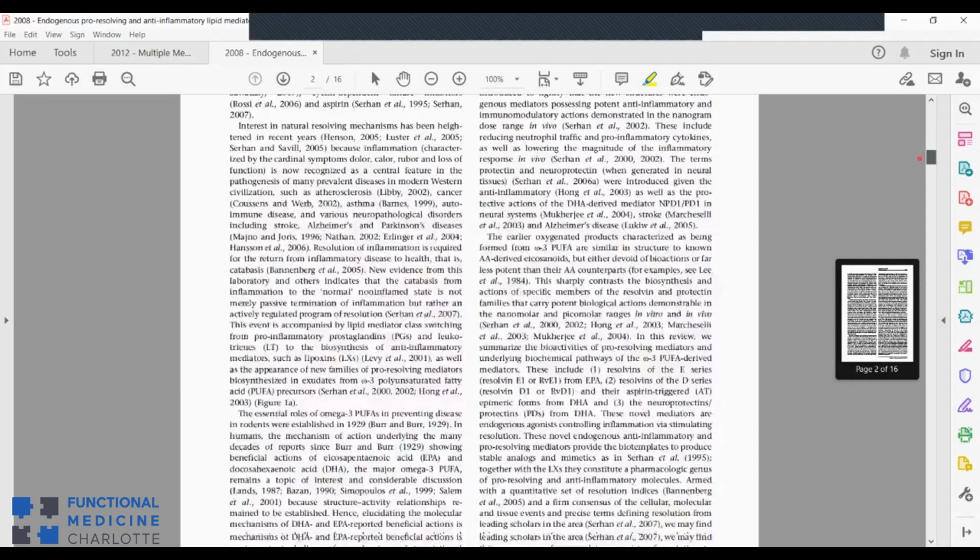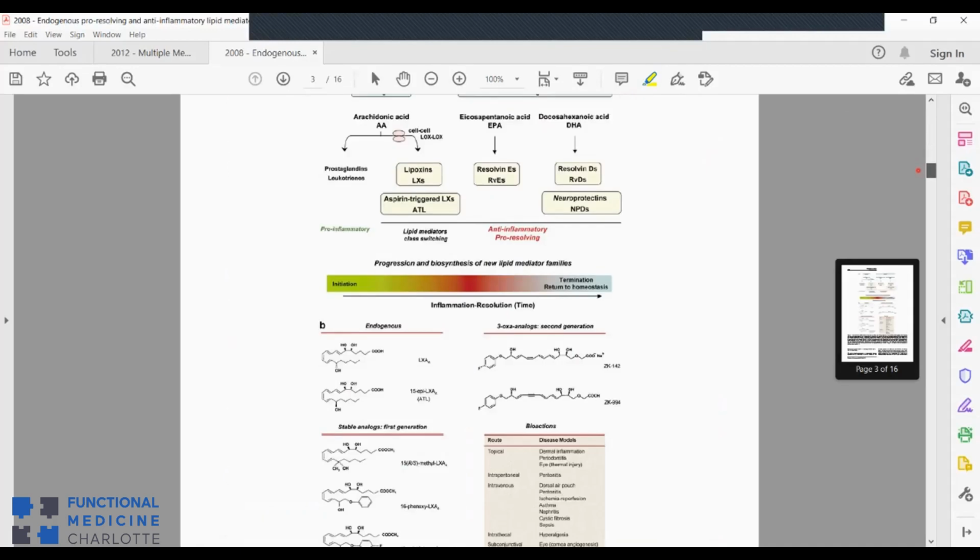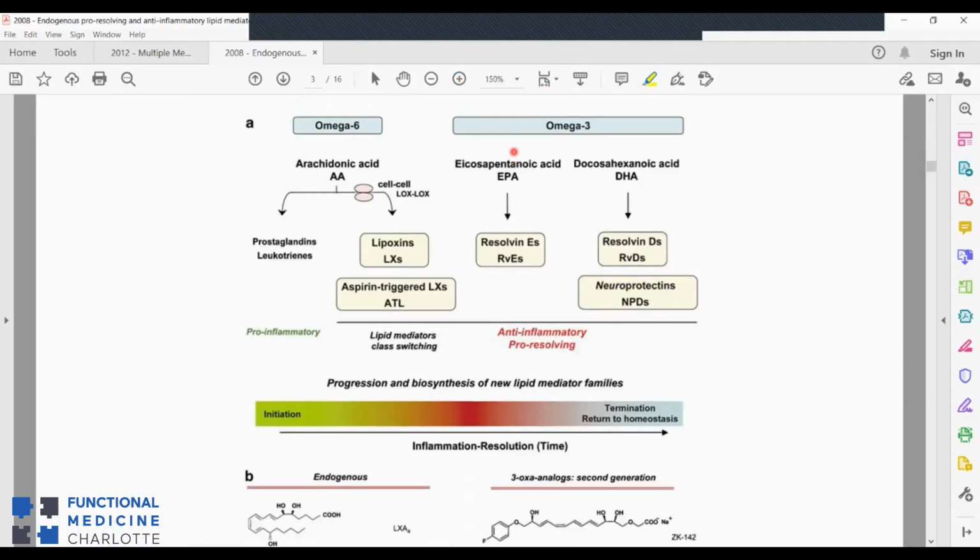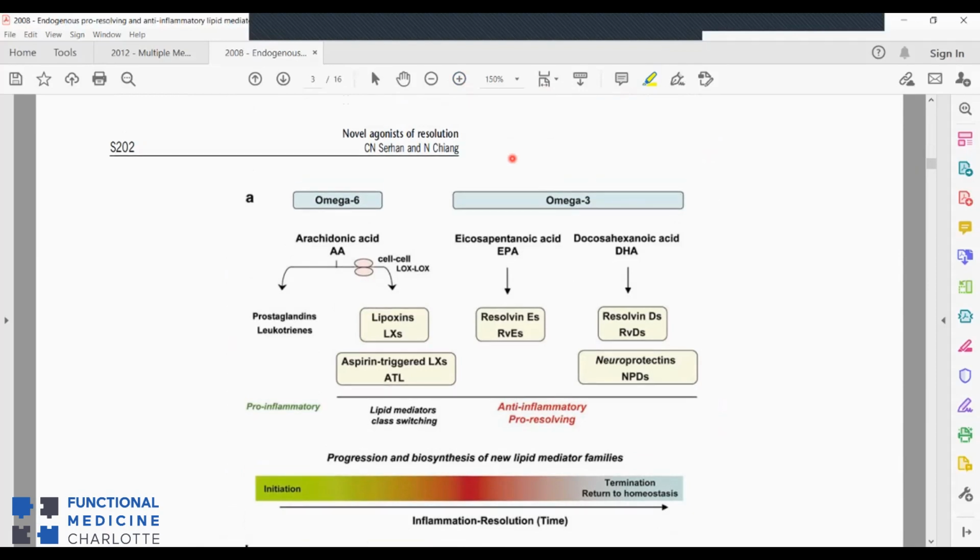If we look at a graph from this study, let's zoom in here. So we have omega-6s, which are pro-inflammatory, and we have omega-3s, which are anti-inflammatory. And as a reminder, it's important to remember that omega-6s aren't bad and omega-3s aren't good. They're both essential. They're called essential fatty acids, right? Essential because our bodies can't make them, so they're required from the diet, and essential because we need both of them for our physiology to work appropriately.